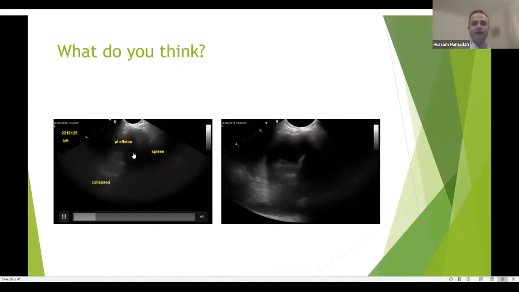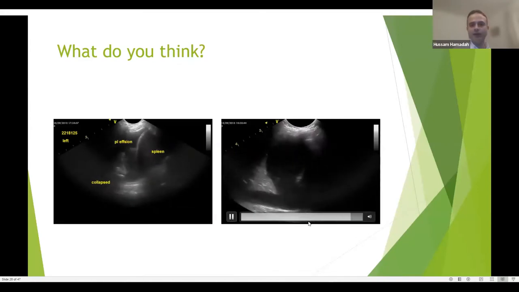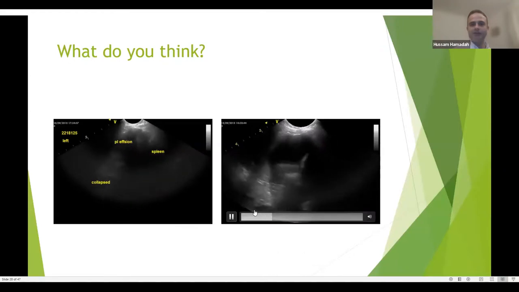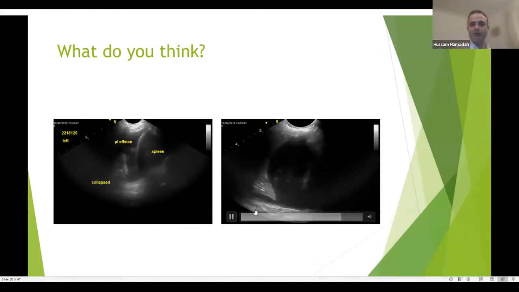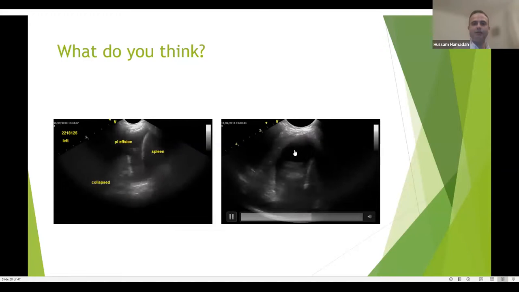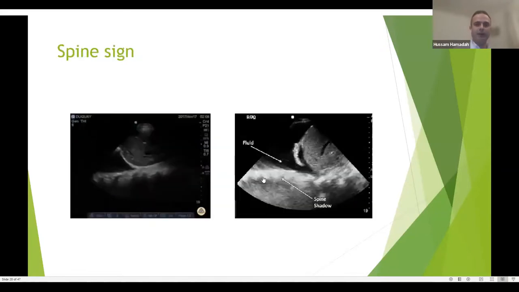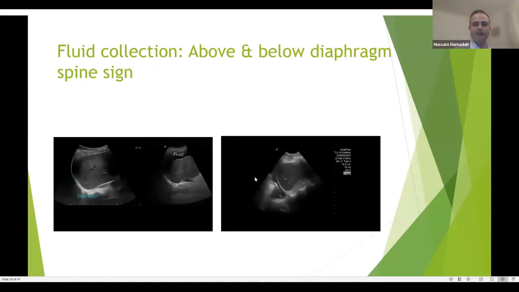This is an indirect sign of how significant the pleural effusion is. See here at the bottom, it is very clear that you can see the thoracic spine. This is abnormal. In general, you don't see the thoracic spine unless you have significant pleural effusion or significant lung pathology. So here, this is the abdominal spine. This is the thoracic spine. Here, you don't see the collapsed lung because you have significant pleural effusion. Again, you can see the pleural effusion and the thoracic spine.